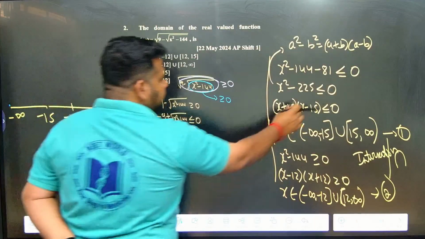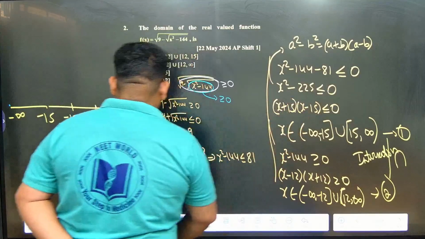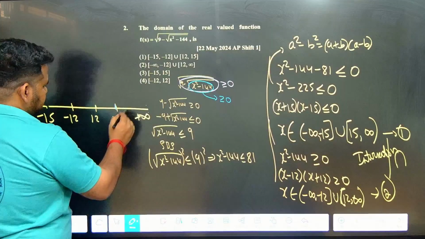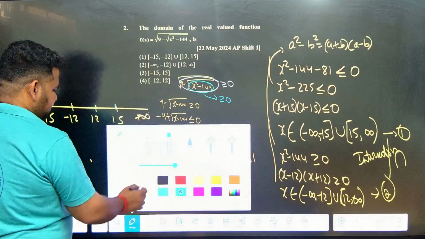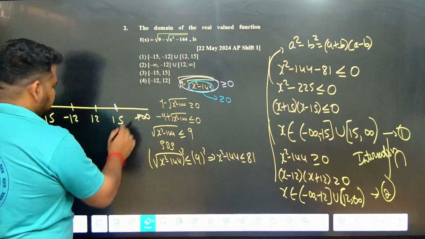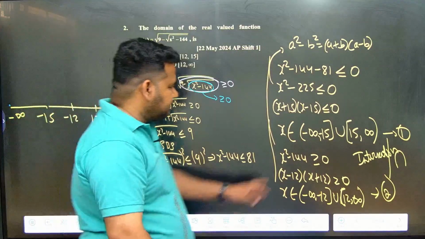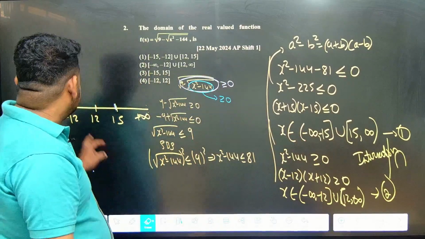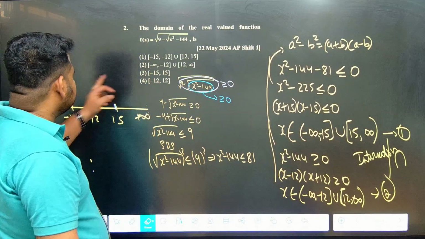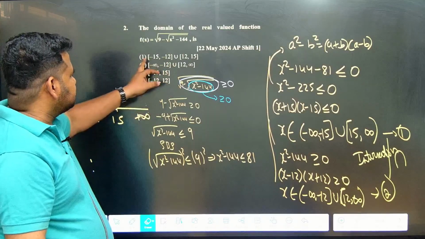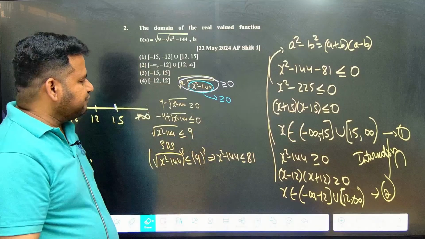What they are telling is, this should be less than or equal to 0, which means they are asking for the negative region. First let us write down plus, minus, plus, minus. Before writing this, see here, if you apply directly, what you will get is minus 15 to minus 12 union 12 comma 15. Directly we will be getting this. If you apply union directly, the infinity will not be there.